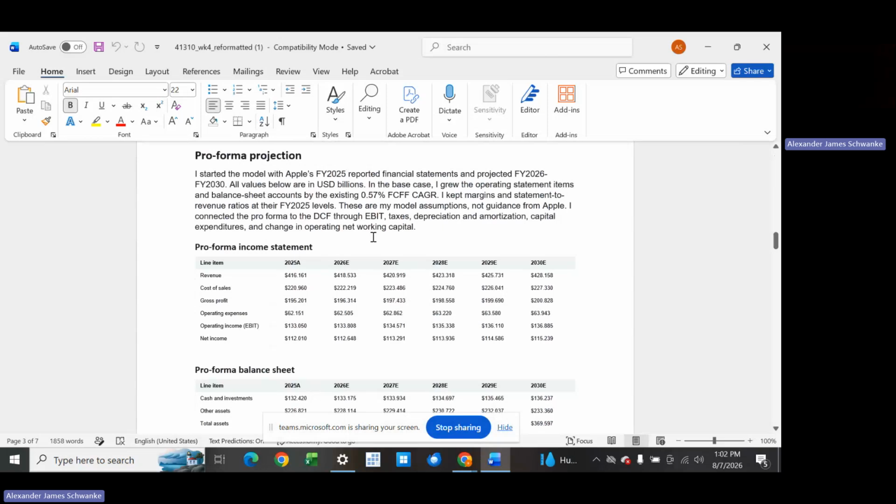Projected through 2030 using historical growth rates of 0.57% in the base case. I kept their margins and the financial statement ratios constant. These are some more sensitive assumptions: projected EBIT, taxes, depreciation, etc. There are limitations to that due to how many assumptions are being made.